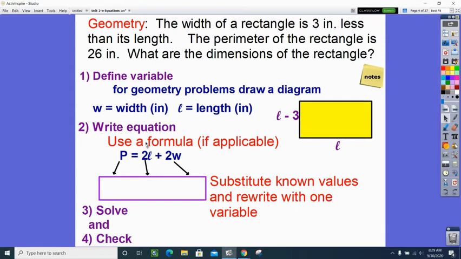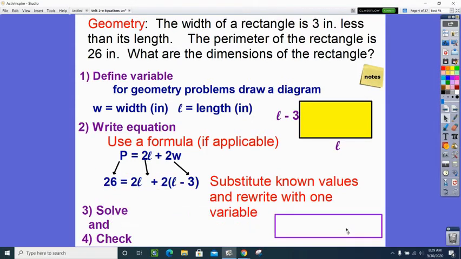So now we're going to replace this formula with what we know. The perimeter is 26, so that's going to take the spot of the P. 2 lengths plus 2, and now that W is going to become the length minus 3. So there is our perimeter equation. This is not a variable on both sides, but we do have the distributive property and like terms. So we're going to solve that and check this. Again, the number one mistake is to not have the 2's in there.